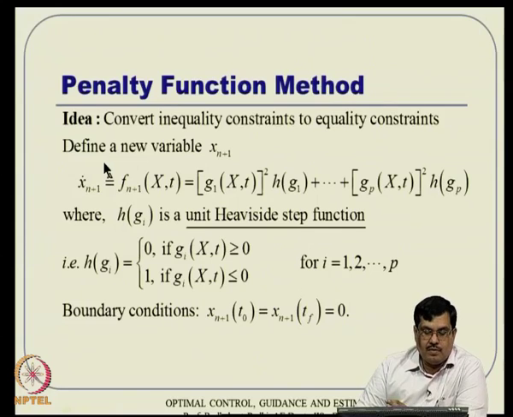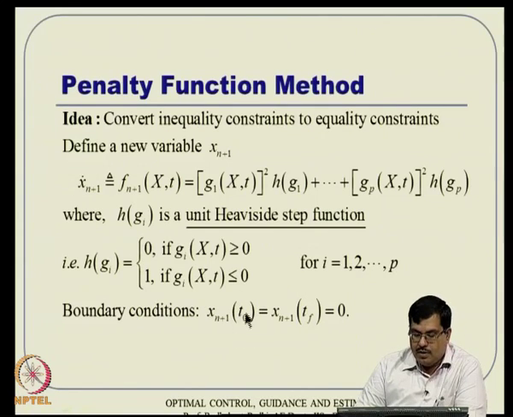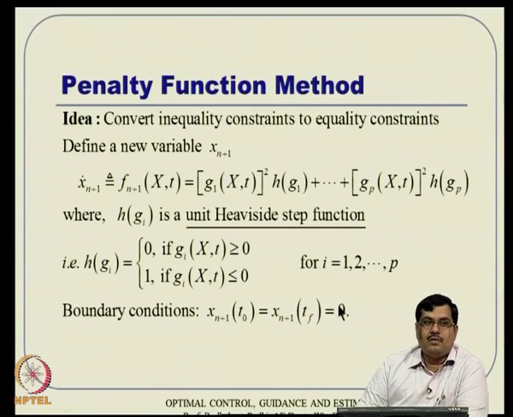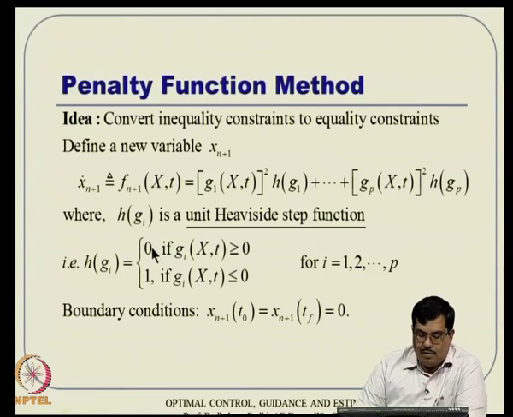In fact, optimal control means we want 2 boundary conditions for each state equation, and these 2 boundary conditions that you want to put purposefully are something like this: x n plus 1 at t 0 is 0 and x n plus 1 at t f is also 0. Remember, it starts with some value and it has to land up with that same value only, and both are zeros actually. Now, it is possible only when this Heaviside function is 0 actually.